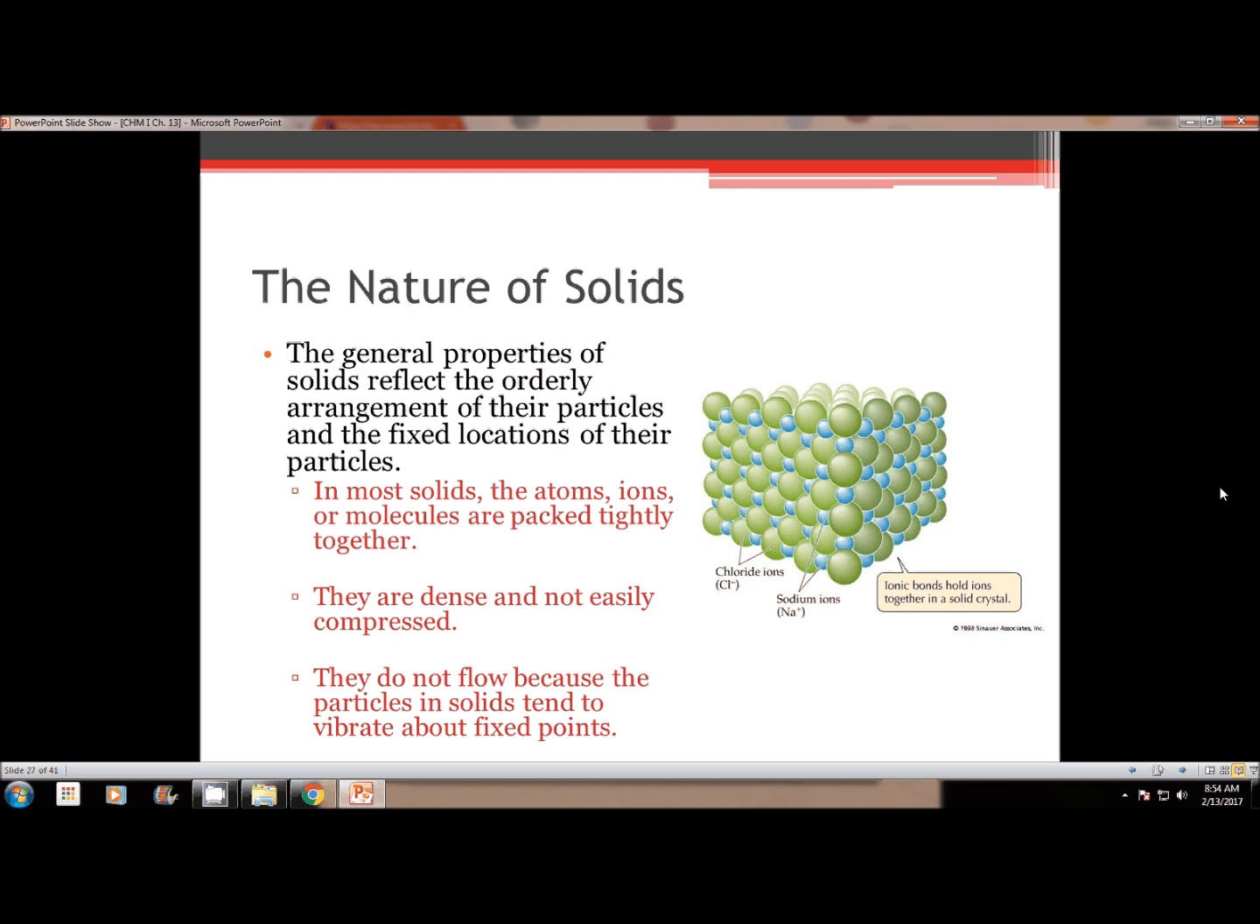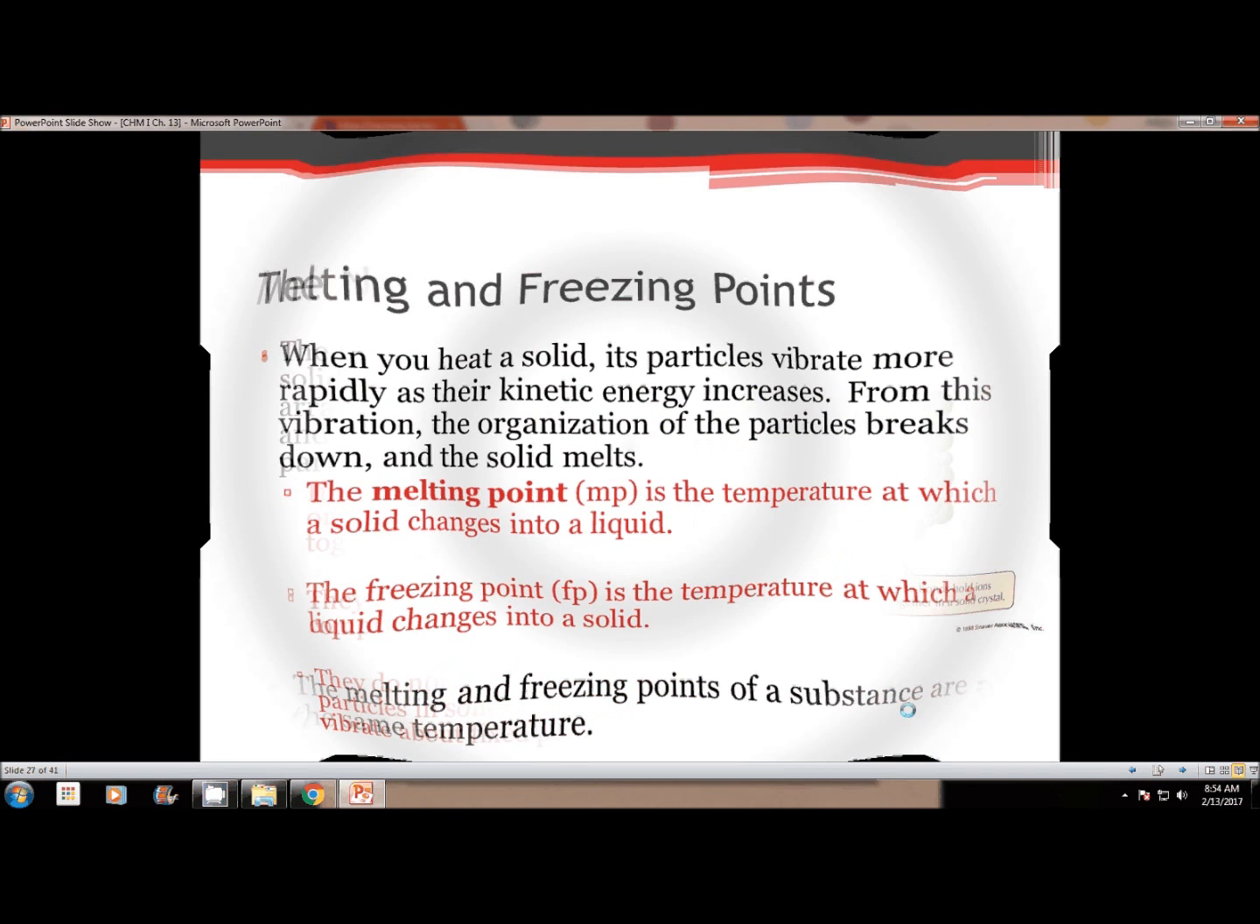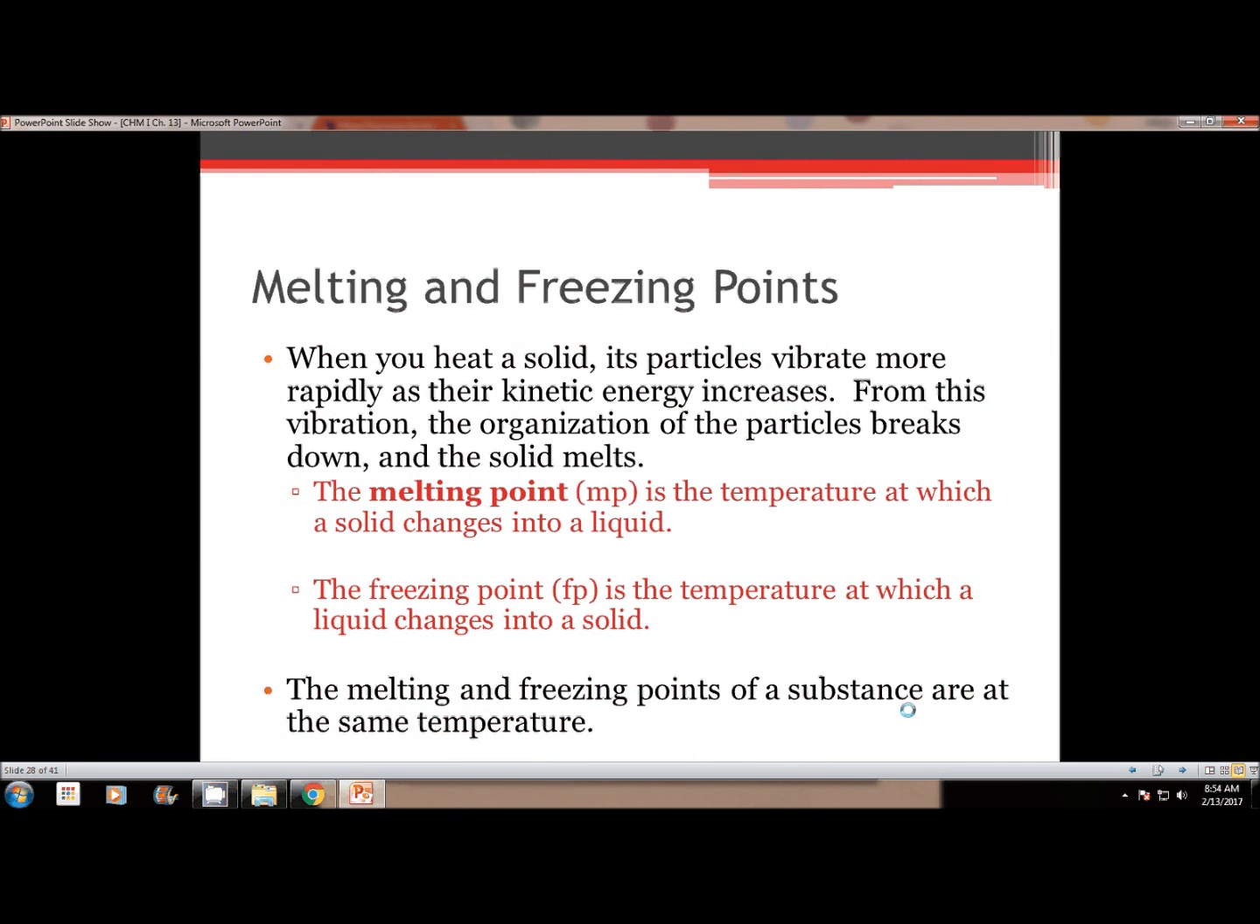Yes, everything does. It's just how tightly packed together they are that will tell you if it's moving around the room, if it's moving within your water bottle, or if it's just sitting there and you can't tell that it's moving. So solids do vibrate in place. They just don't move for us to see.